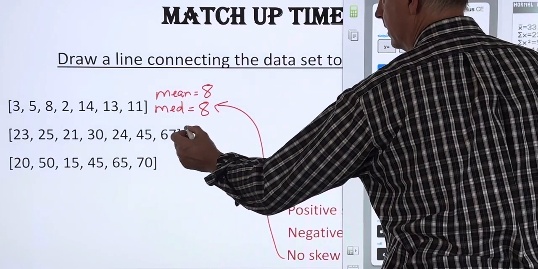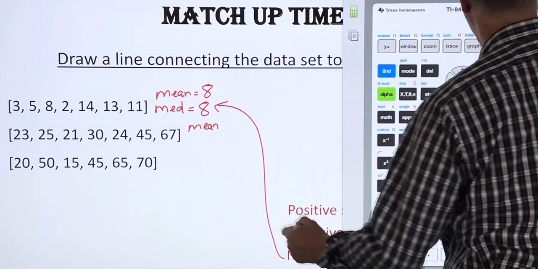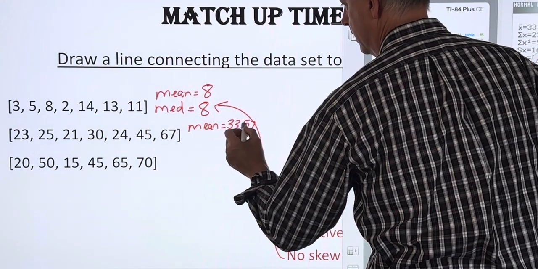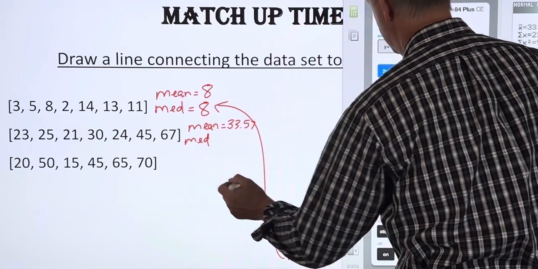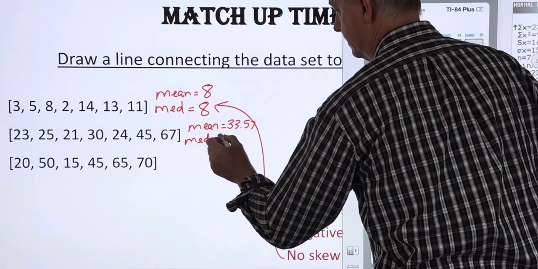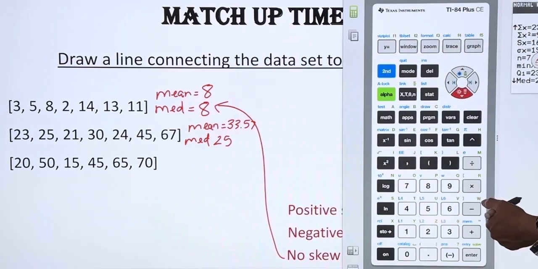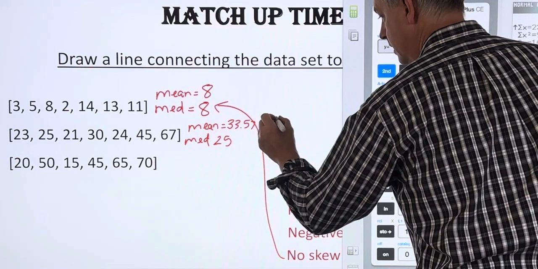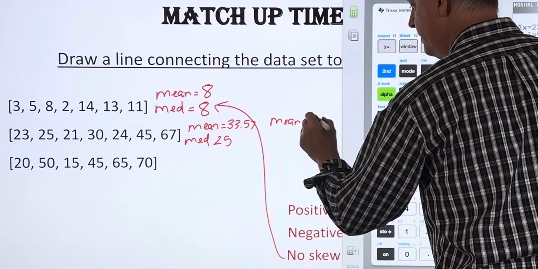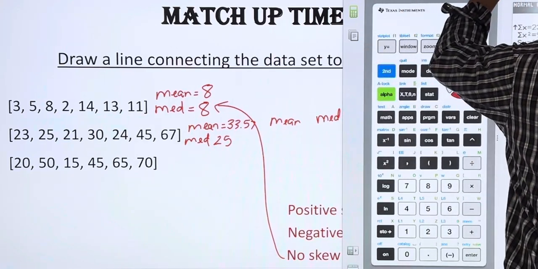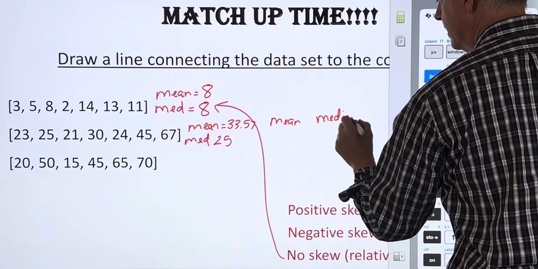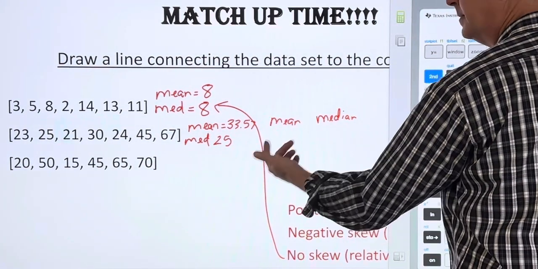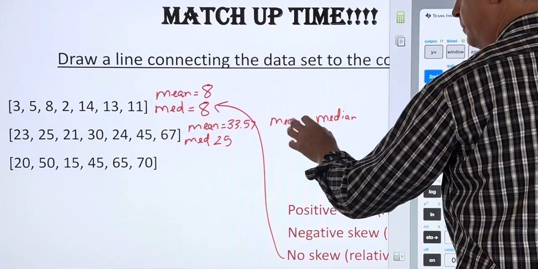This one has a mean of 33.57, and it's going to have a median of 25. So this time, the mean, and now this is where you got to be careful with it. Mean, when we're comparing the two, must come before median. So if you think about it in the dictionary, and this is how I tell people in the past, if you're looking up the words mean and median in a dictionary, mean, M-E-A, comes before M-E-D. So we always want to put them like this.